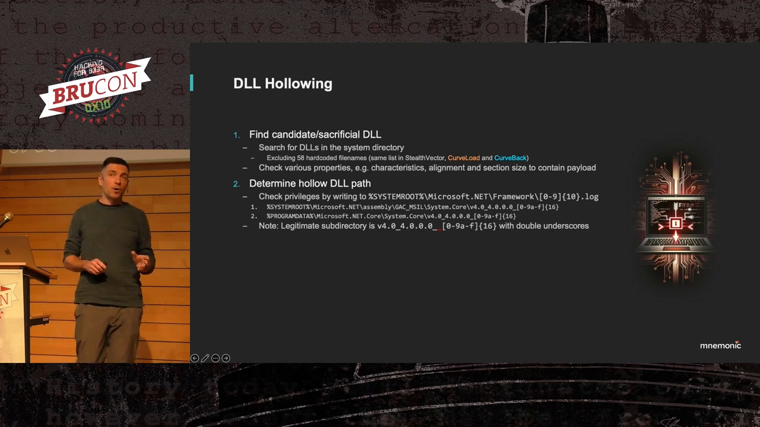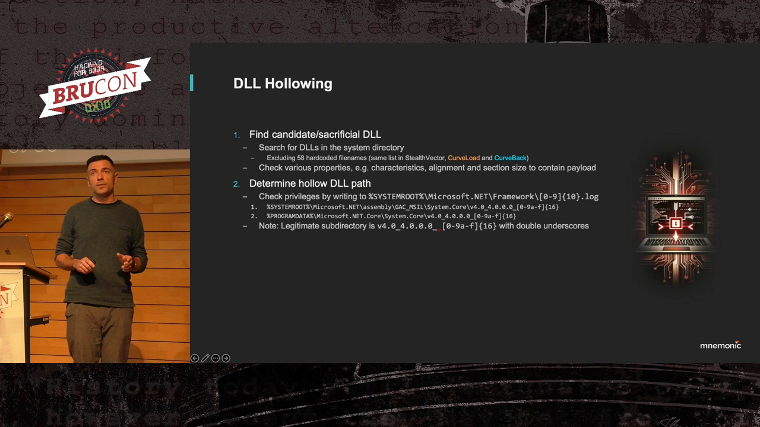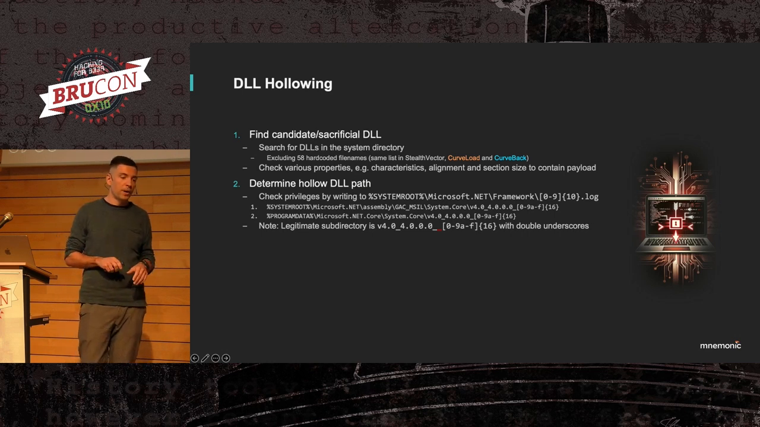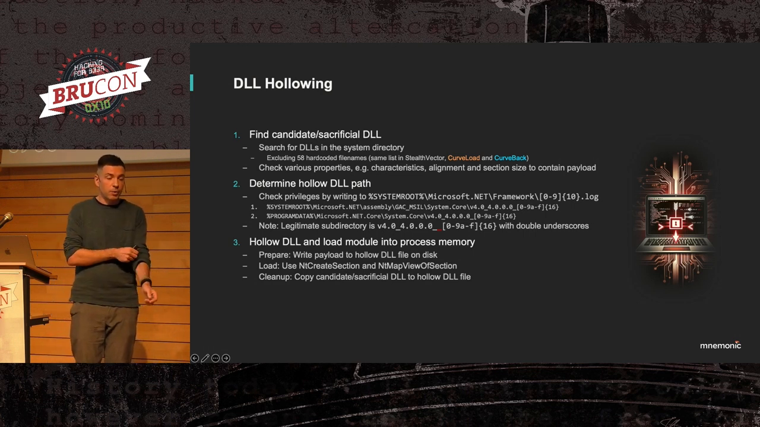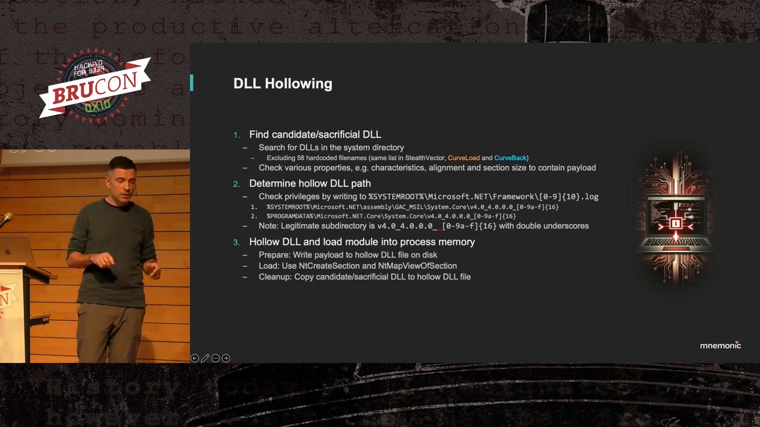And once it has determined the hollow DLL path, it will copy the legitimate DLL from the system directory to the hollow DLL path. Then it will actually hollow the DLL and load the module into the process memory. And it does that by preparing it by writing the malicious payload to the copied file.